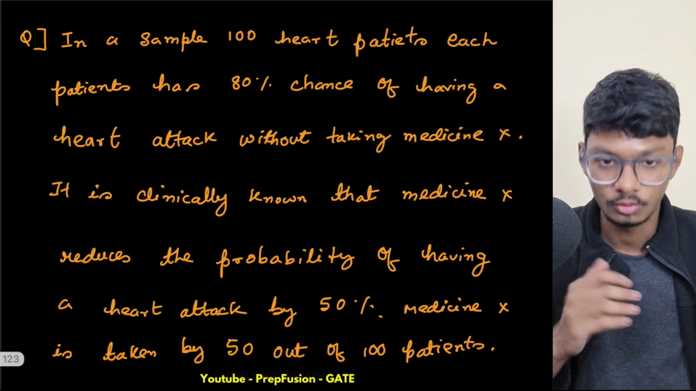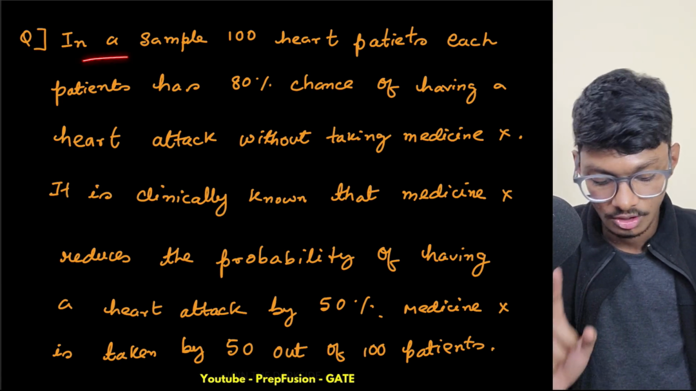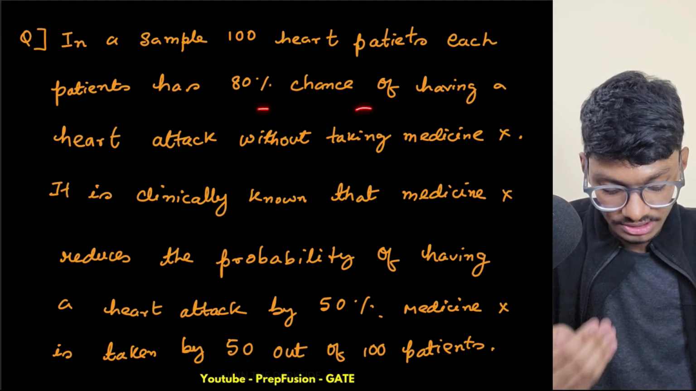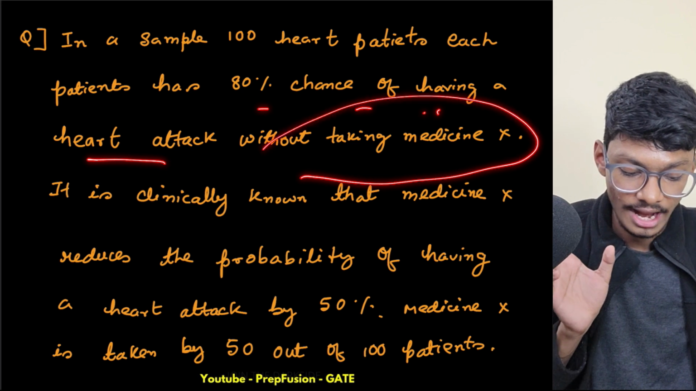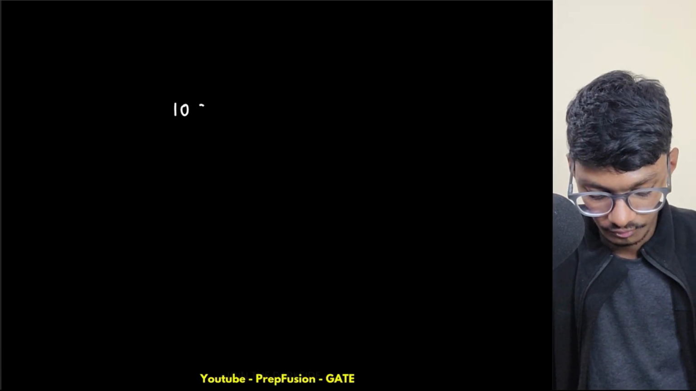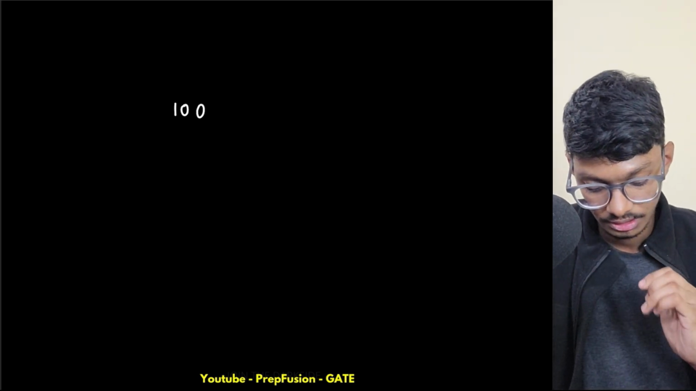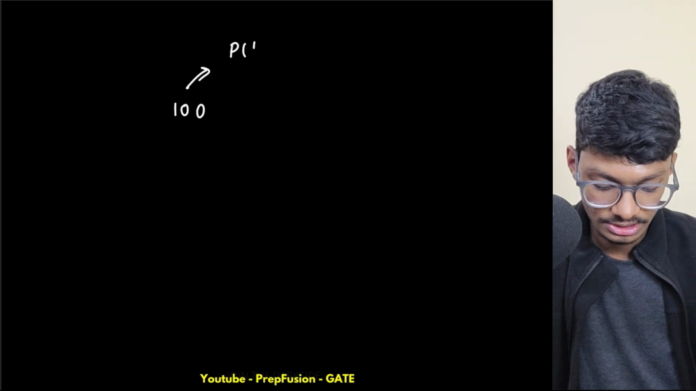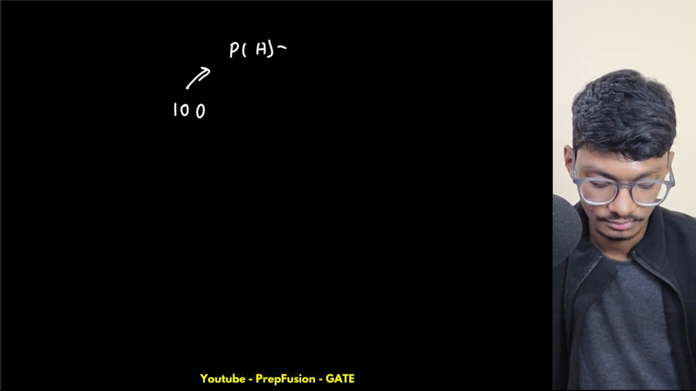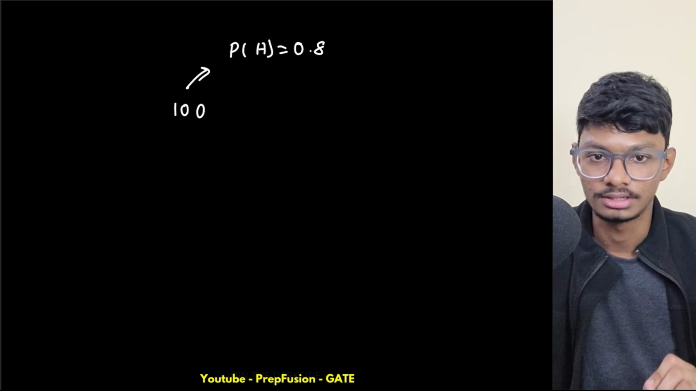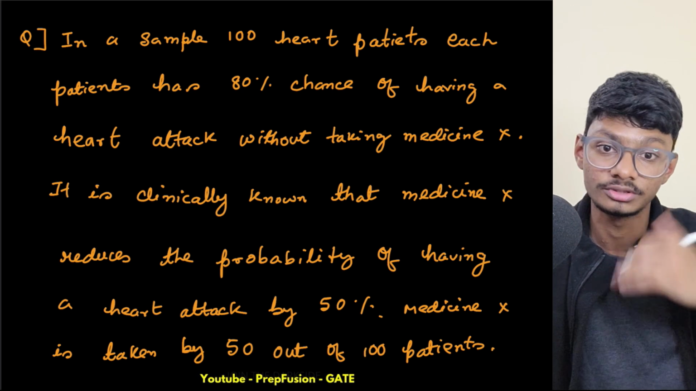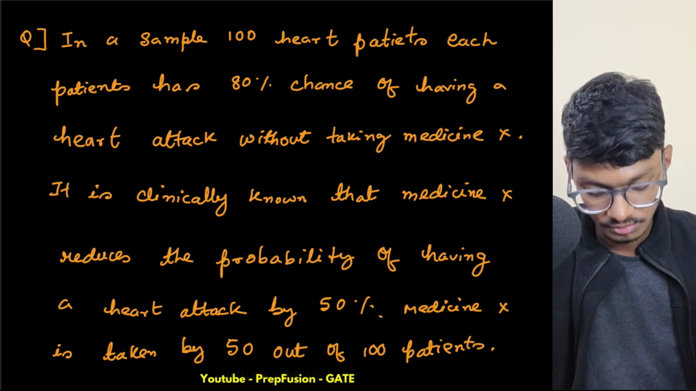So here the question has asked that in a sample of 100 heart patients, each patient has an 80% chance of having a heart attack without having medicine X. So if we have 100 samples, and out of these 100 samples each person has an 80% probability of having a heart attack. Okay, so this is P of H equals 0.8. These are the two data points without any medicine we're talking about now.